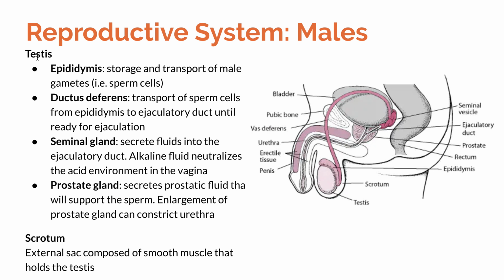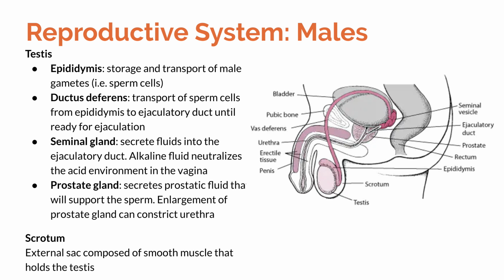And then we have our testes, which is where we're going to be forming and transporting essentially our male gametes or sperm cells. So we have the first part, the epididymis, which is going to be the storage and transport of these male gametes. They travel to what we call the ductus deferens or the vas deferens, which will transport these sperm cells from the epididymis to the ejaculatory duct until we're ready for ejaculation. And we're going to have some fluid secreted into the sperm cells, essentially.